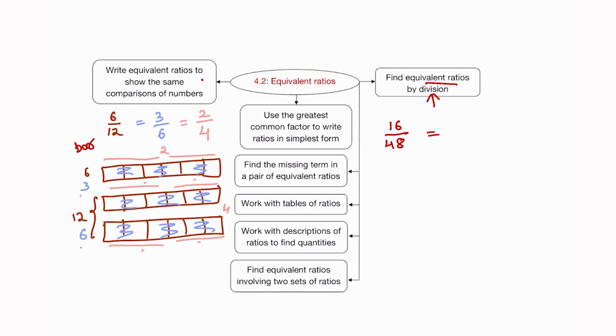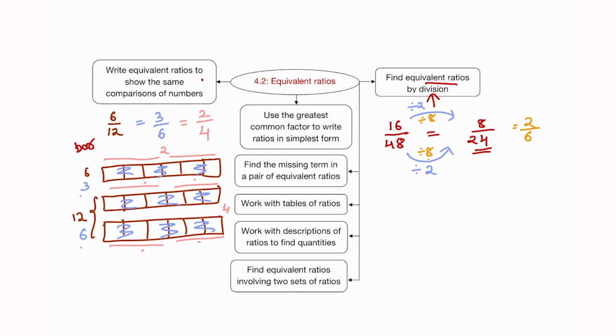So for instance, I say that this is divide by 2. If I divide by 2 in the numerator, I'm going to do the same thing in the denominator, divide by 2. And this results in what? 16 divided by 2 is 8, 48 divided by 2 is 24. So that's your equivalent ratio. You can do it with other numbers, the common factors, right? 8 goes in 16 and 8 goes in 48 also. So if you divide by 8 instead, 16 divided by 8 is 2, 48 divided by 8 is 6. So that's also an equivalent ratio.